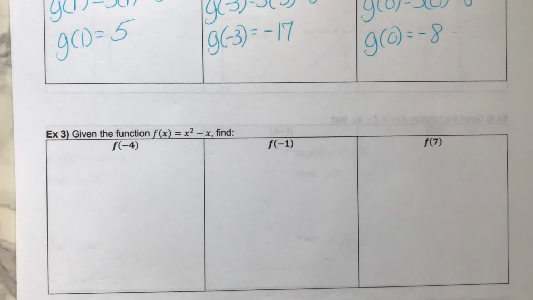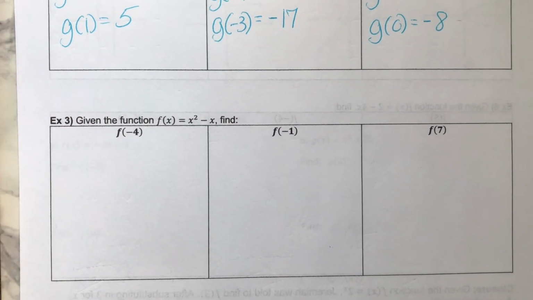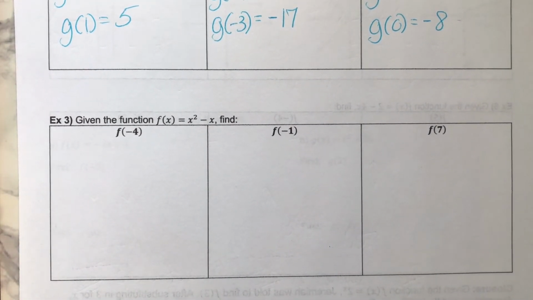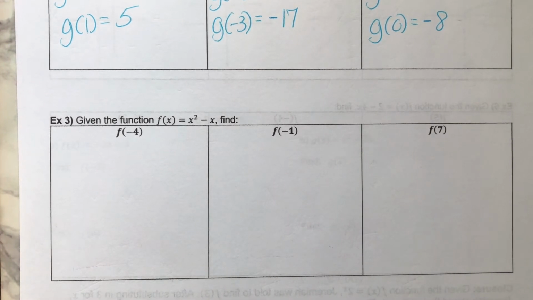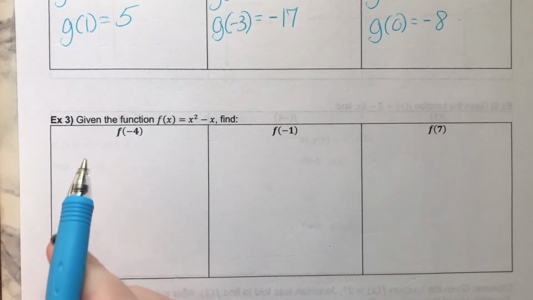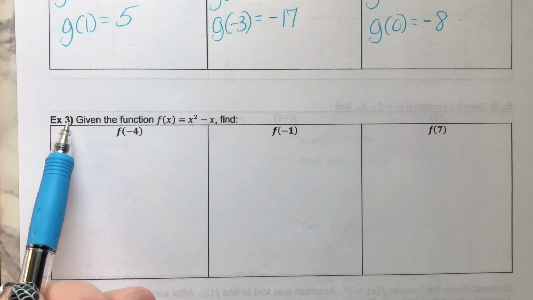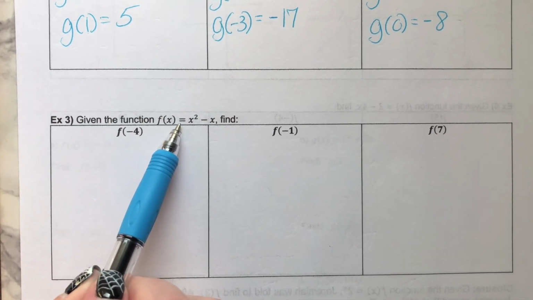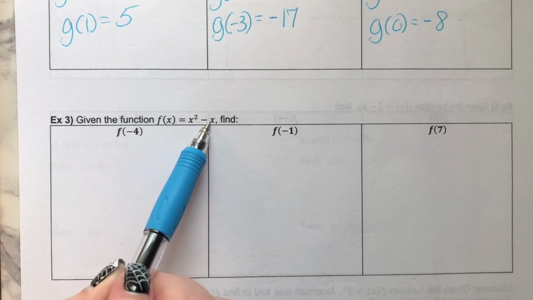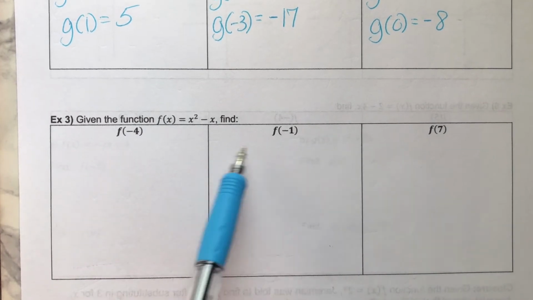Let's do actually just 3, that first one together, and then I want you to definitely practice some on your own. All right, to make sure you guys are getting this too, instead of me just showing you all of them. So if we look at example 3, it says given the function f of x equals x squared minus x, we want to find these guys here.